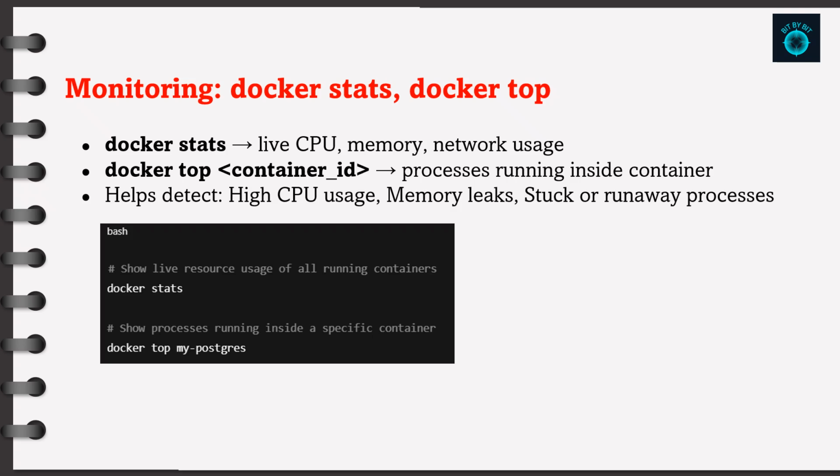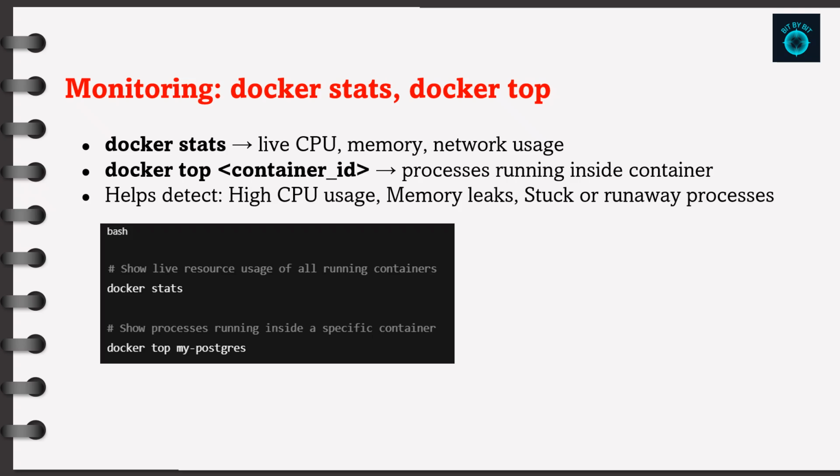This shows a live table of CPU, memory, network, and disk usage for all running containers. It's similar to the Linux top command, but for containers. You'll use this when you want to check if a container is consuming too much memory or CPU.